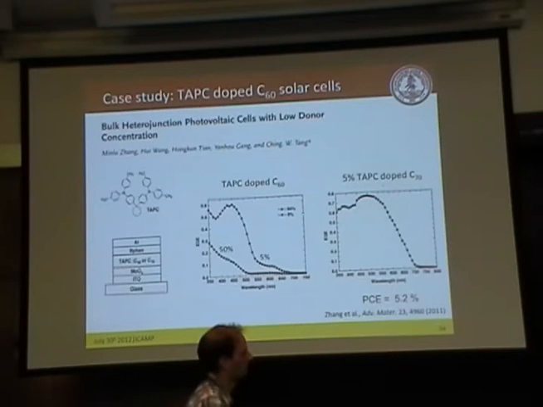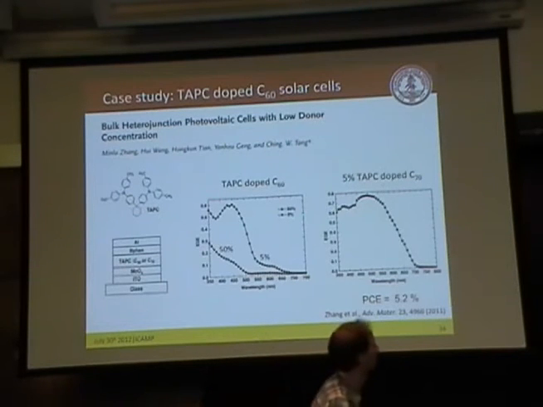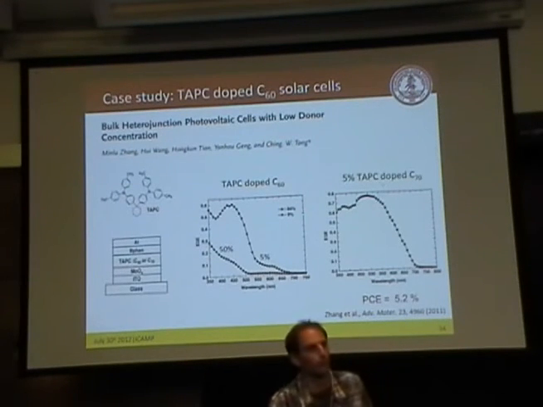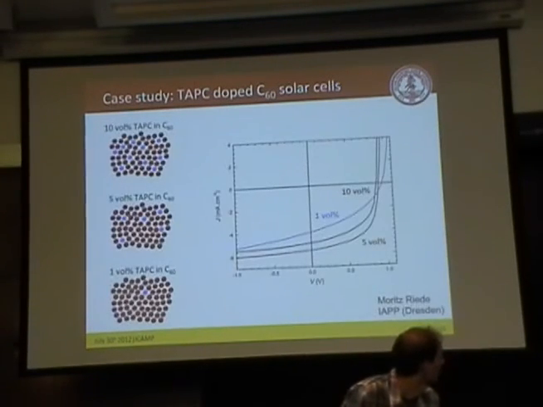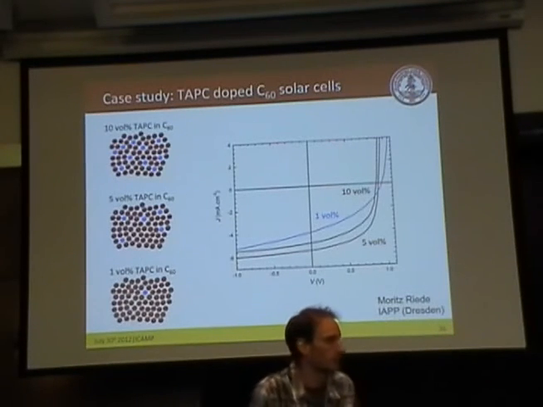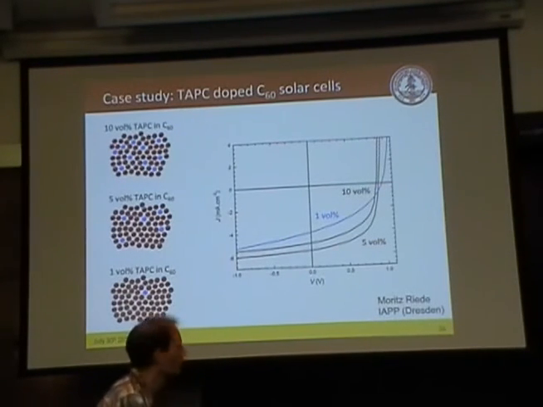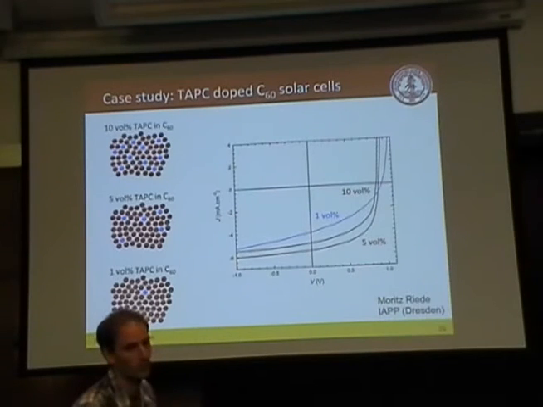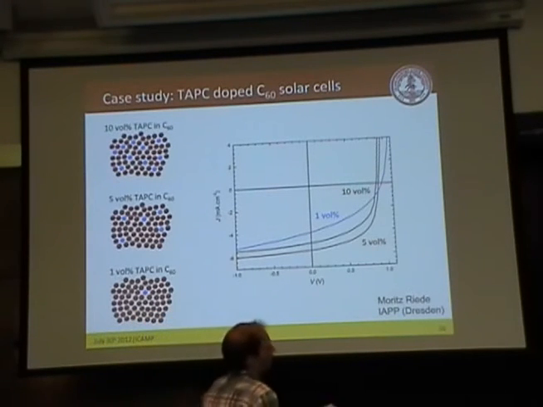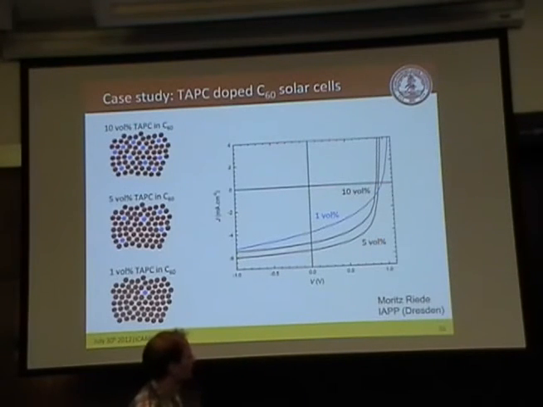But anyway, they were able to make a pretty high efficiency solar cell with something which is almost purely C60, using a low amount of donor. It's amazing that it still works. This is how I picture it in my head: you have a very low amount of blue balls, the donor, and a huge amount of red balls, the acceptor. They're probably isolated blue balls. If you go to 5%, it's like this, and if you go to 1%, there's one in this area.